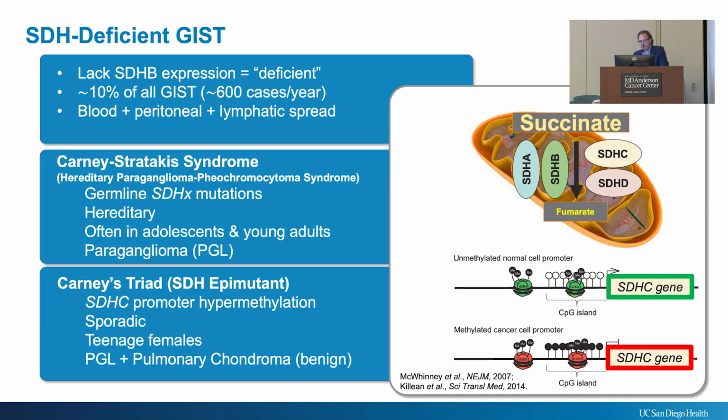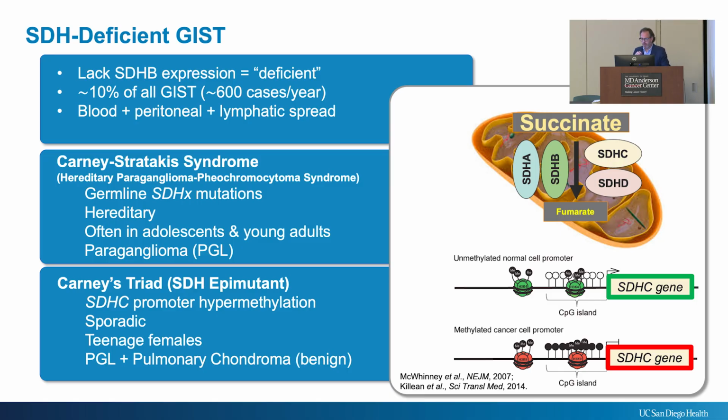Now, the latest thing, the secondary group that was discovered in 2014 and described by the group at the NIH, was the so-called Carney triad, or what we now call SDH epimutant tumors. And what's different about these is it was becoming increasingly recognized for many years that there were young girls, sometimes adolescents, even younger, generally not males.